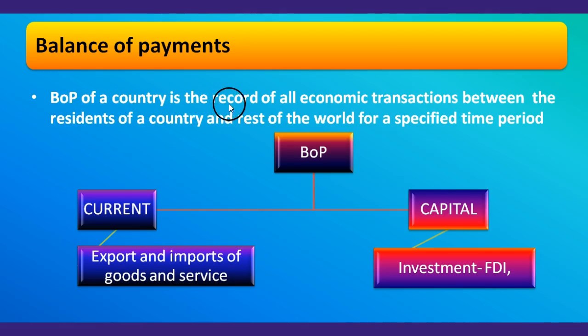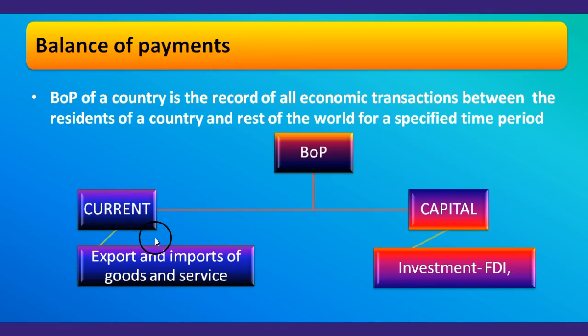Balance of payment of a country is the record of all economic transactions between the resident of a country and rest of the world for a specified time period. Subparts of balance of payment: current account and capital account. Current account is dealing with exports and imports of goods and service, and also with service income and transfer. So this part is dealing with the money which is received by the country and the money going out of the country by exports and imports and by service income and transfer. The capital account is dealing with investment. The main components of capital account include foreign investment, loan and banking capital.